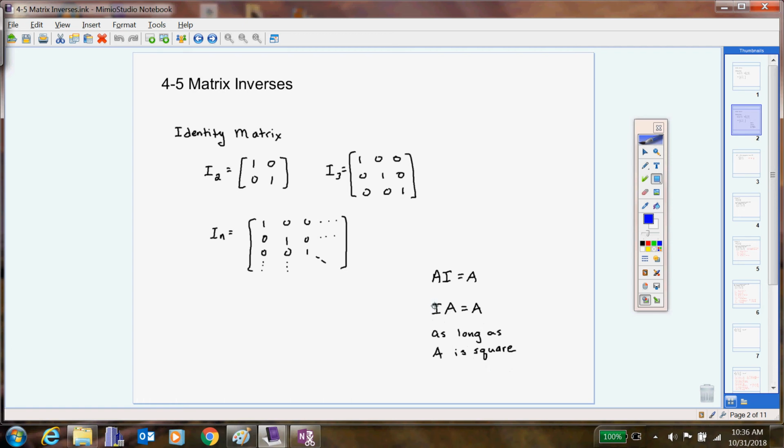Now, the very interesting thing about this is that it does run into the idea of being commutative. It's the only time we really talk about commutativity in matrices, and it only works when A is square. If A is not a square matrix, that identity idea doesn't work as far as being able to switch the order. So we've got to be careful with that. AI does equal A and IA equals A. It's kind of like multiplying by 1, but the 1s are all down the diagonal.